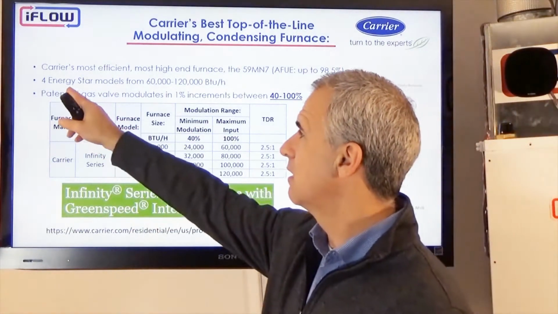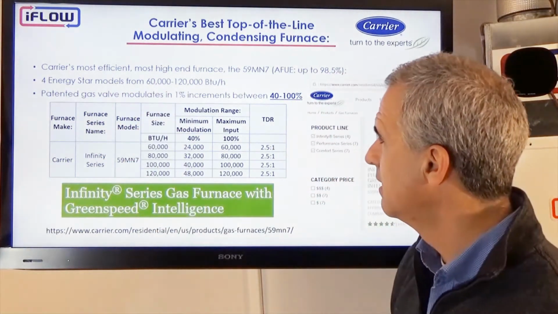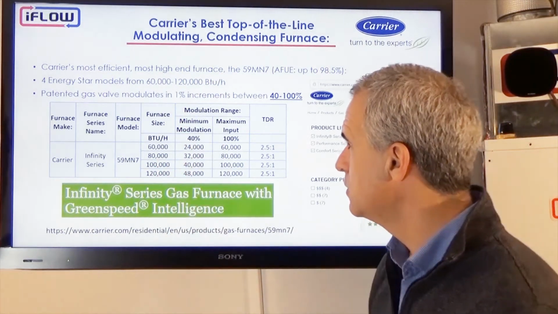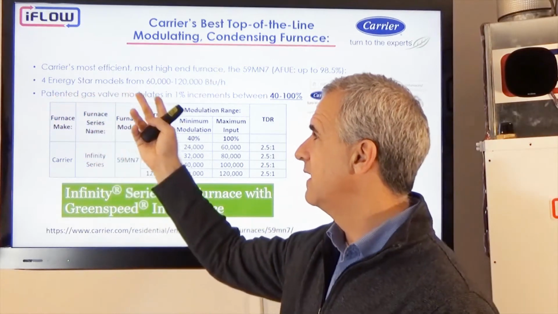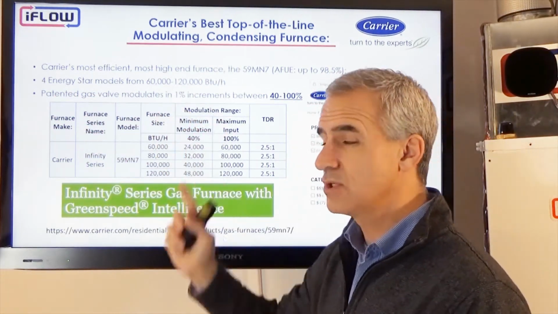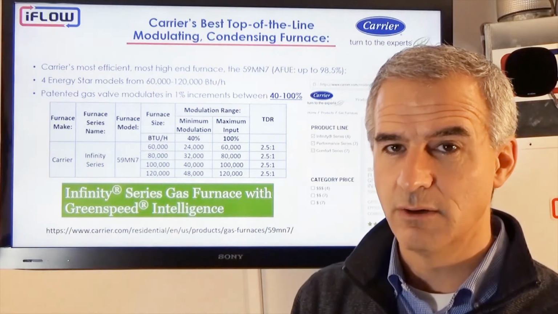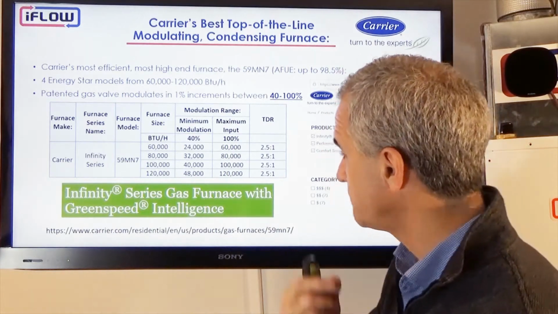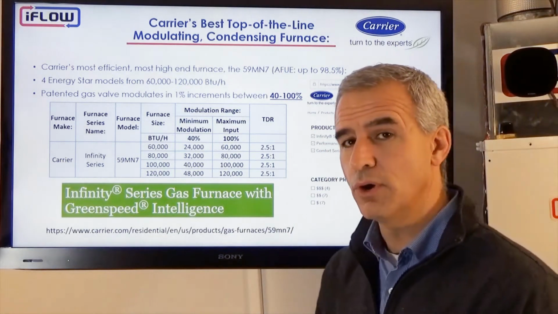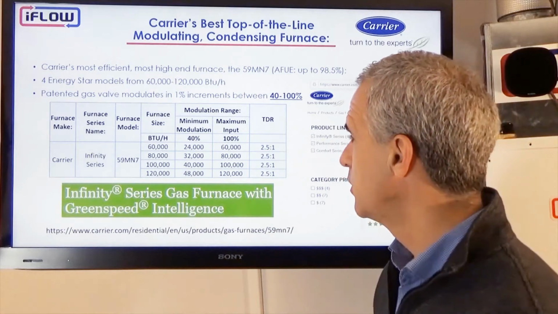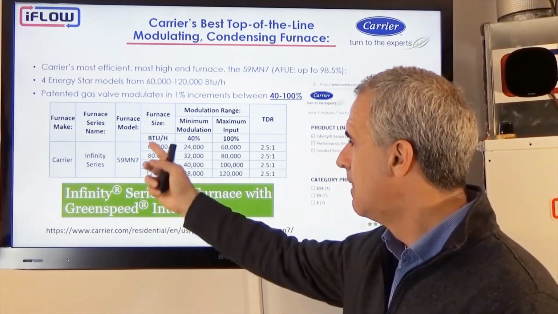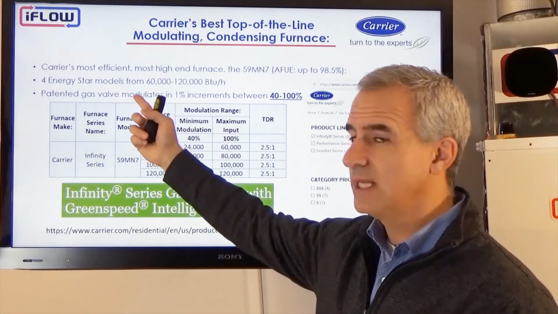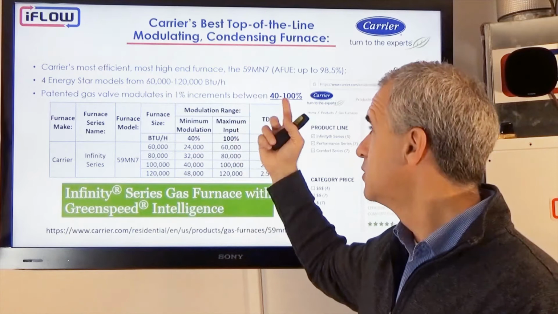It is an Energy Star unit. It's got 4 models that are Energy Star rated from 60 to 120. So 60, 80, 100, and 120,000 BTUs. This is a great furnace in that it modulates in 1% increments. So just like the iFLOW modulates in 1% increments, we go from 0 to 100%. They go from 40 to 100%. But they do the burner, the conversion, so we've got to give them some slack there for sure. But again, what this means is they modulate in 1% increments from 40 to 100%.